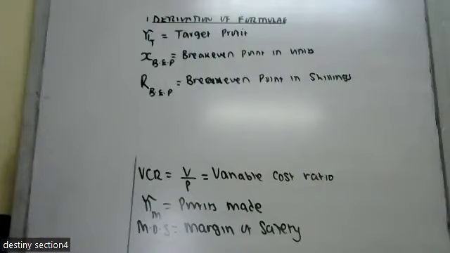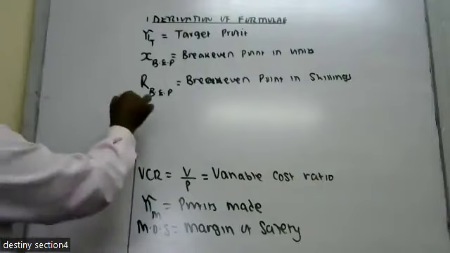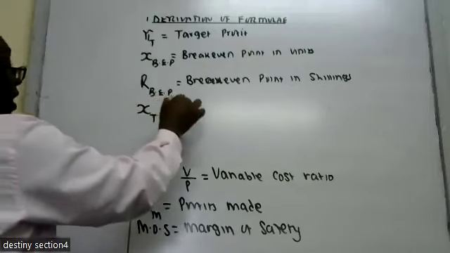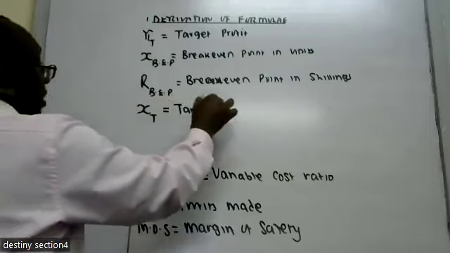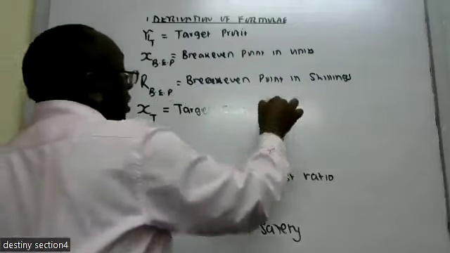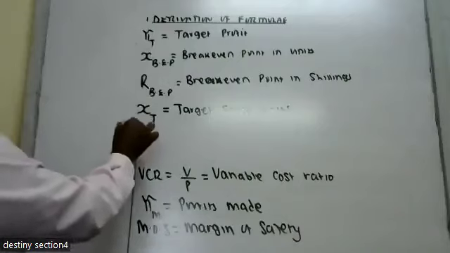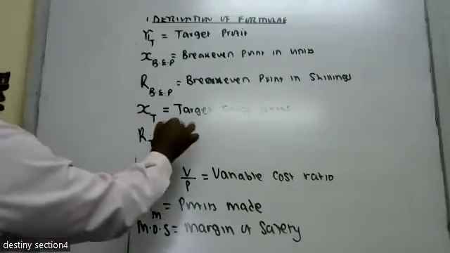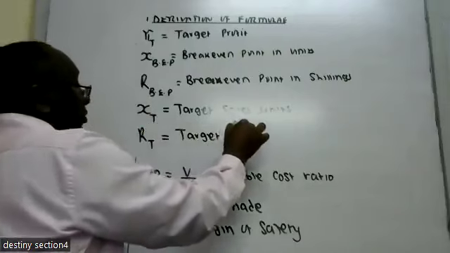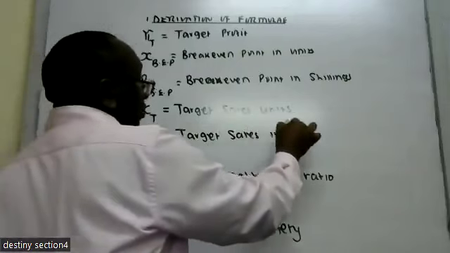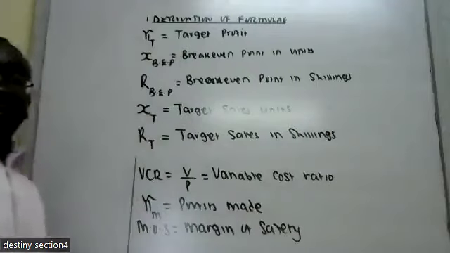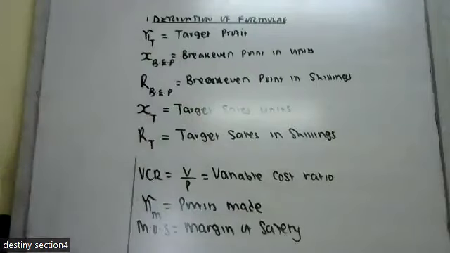Break-even point in shillings. We can also add another one. XT is target sales units. RT is target sales in shillings.